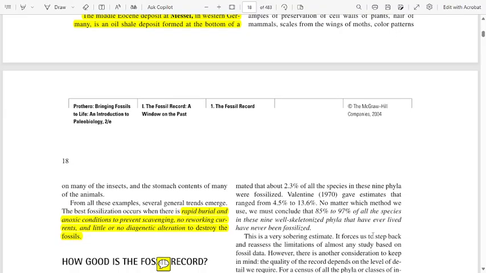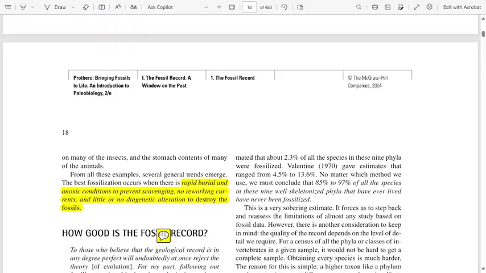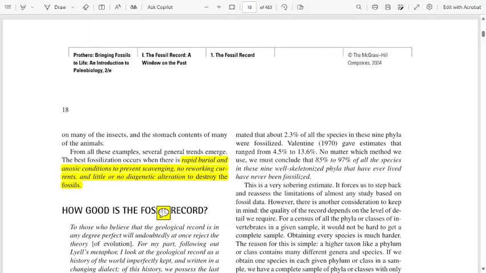From all these examples, several general trends emerge. The best fossilization occurs when there is rapid burial and anoxic conditions to prevent scavenging, no reworking currents, and little or no diagenetic alteration to destroy the fossils.